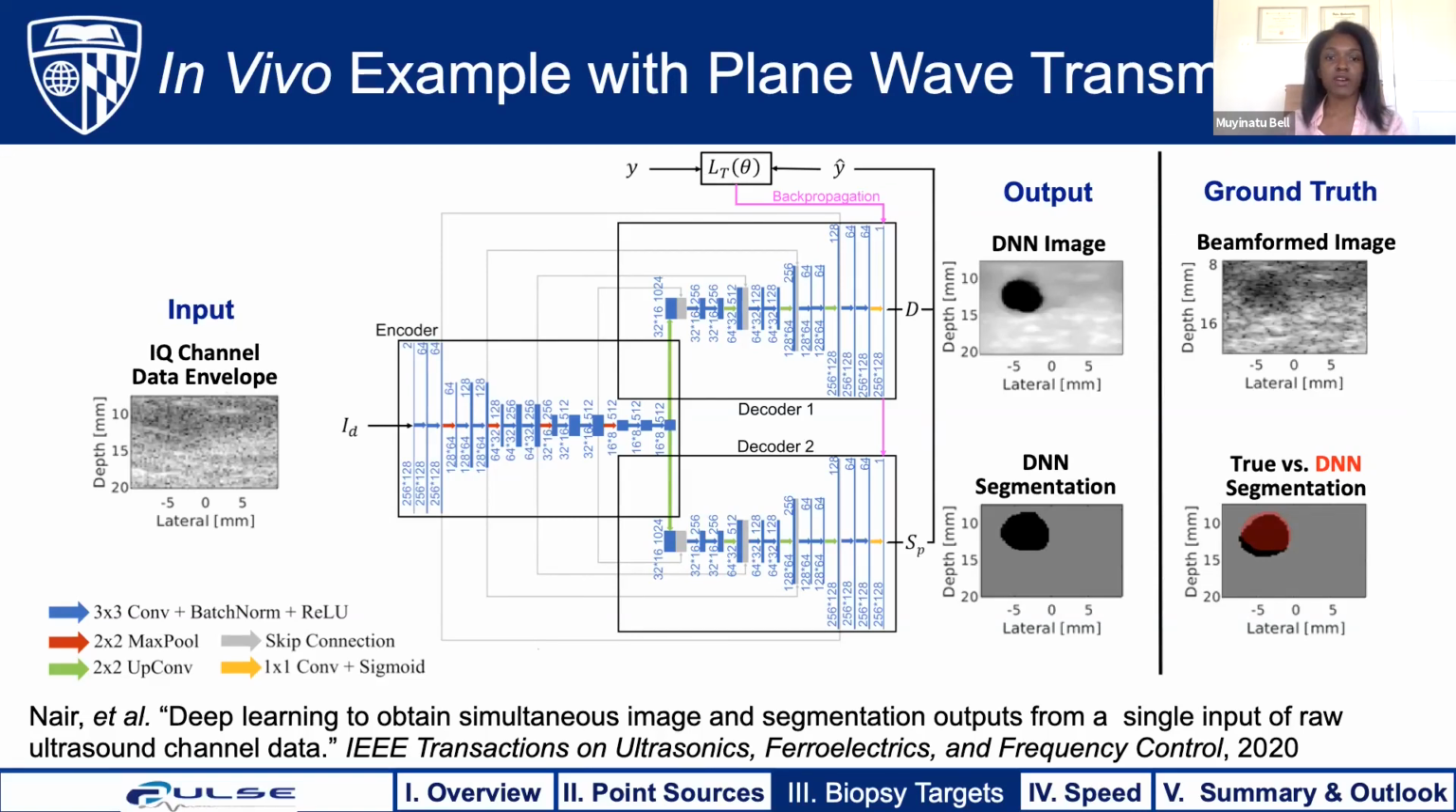And so we achieved our goal of improving small cyst segmentation. And in the process, we got all of these other beautiful benefits that show the potential of getting simultaneous outputs from one single input of raw channel data.